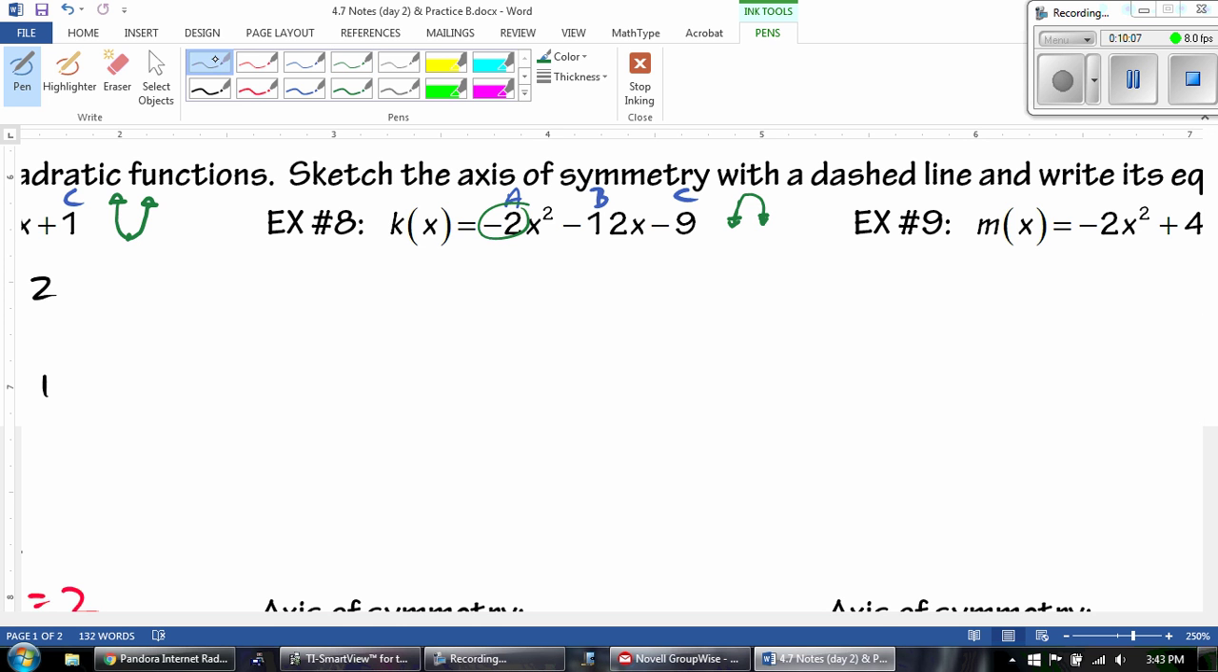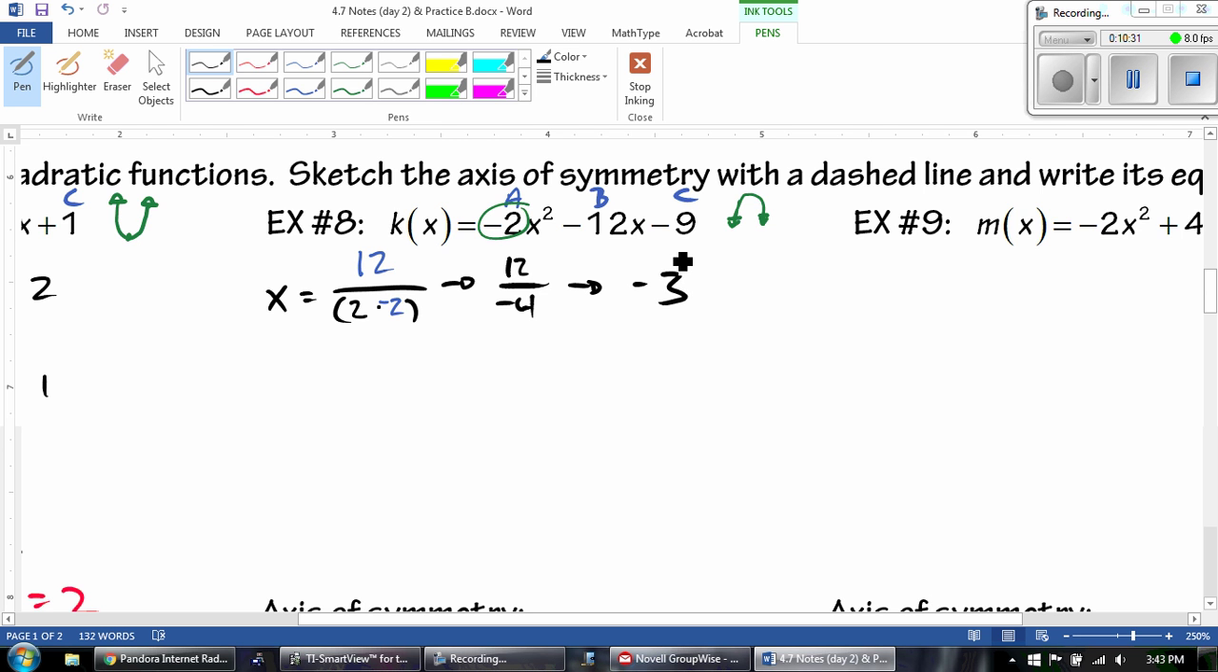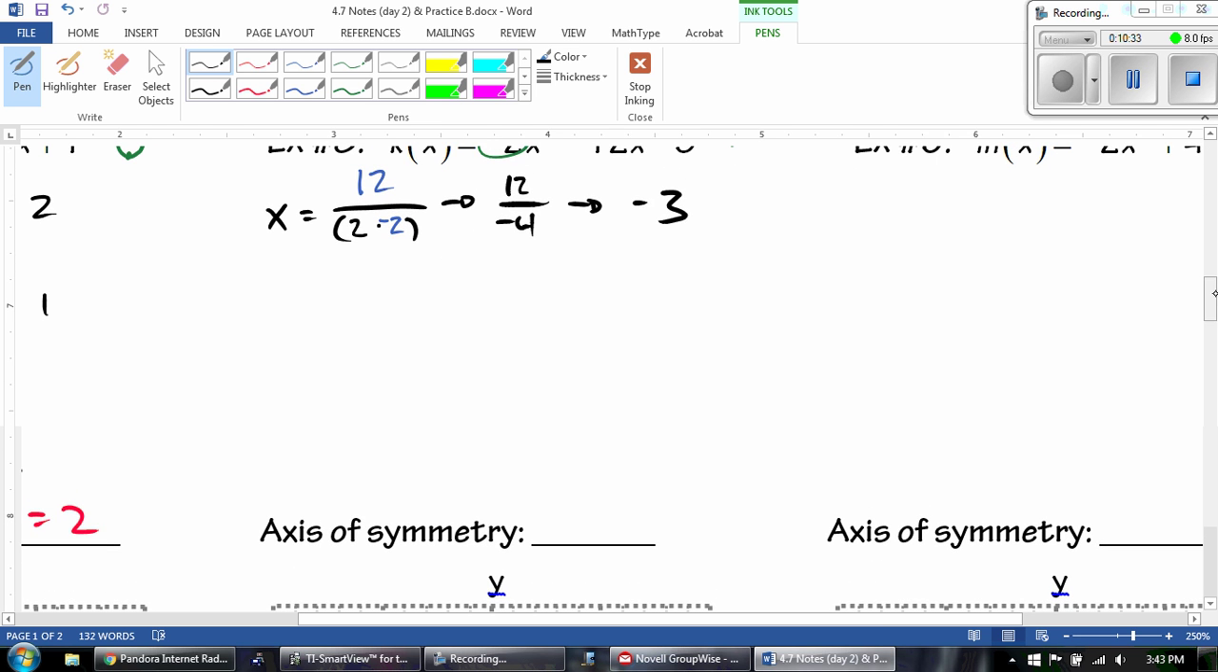And now let's find your vertex. So we got the opposite of B over 2 times A. So instead of negative 12, it's going to be a positive 12, and underneath it's going to be negative 2. So we have 12 over 2 times negative 2, which is negative 4, which is negative 3. So right away, my axis of symmetry is x equals negative 3.